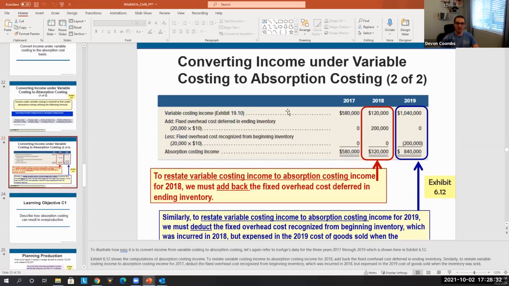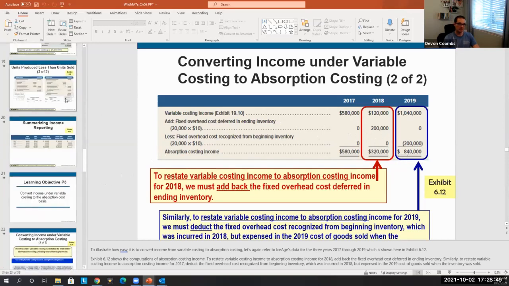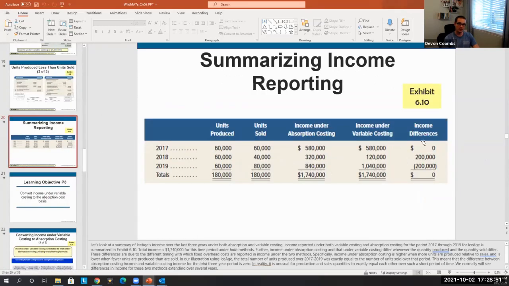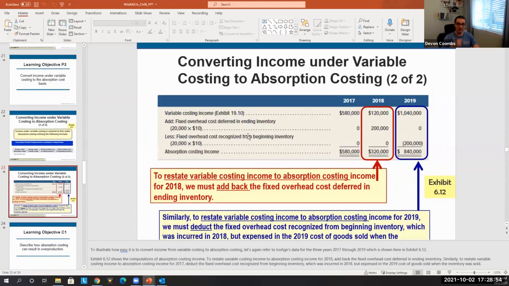So here they're taking the variable costing. We have this difference, and then we have fixed overhead costs deferred in the ending balance. This is 20,000 times $10. That's $200,000. And from the beginning balance, we reverse it out. That's all that's happening. That's the same, just a different view of this. The $200,000 difference is just coming from the fact that there were these 20,000 units held in finished goods inventory. And so that can bridge us to the other income statement.